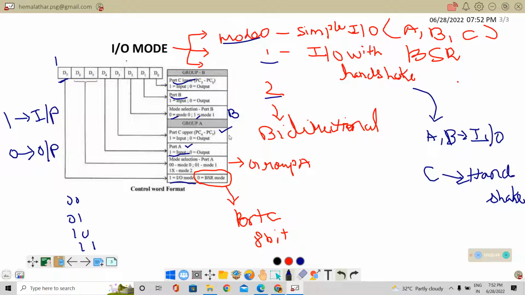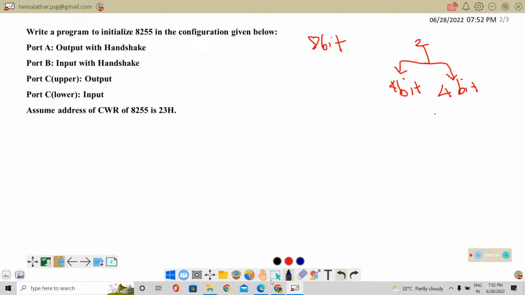With this, we will move to how to initialize your 8255. We'll write a program to initialize the 8255 in the configuration given below. Port A is going to act as output with handshaking, port B as input with handshaking, port C upper as output, and port C lower as input. And they gave the address of the control word register of 8255 as 23H. This H represents hexadecimal value.